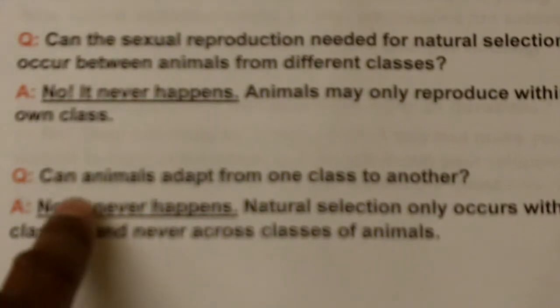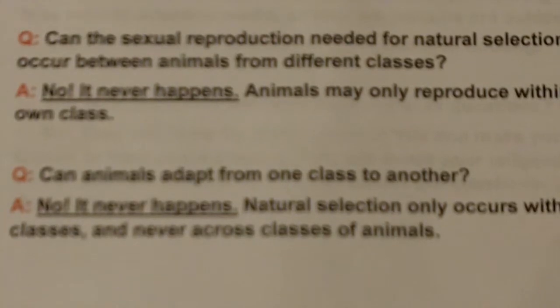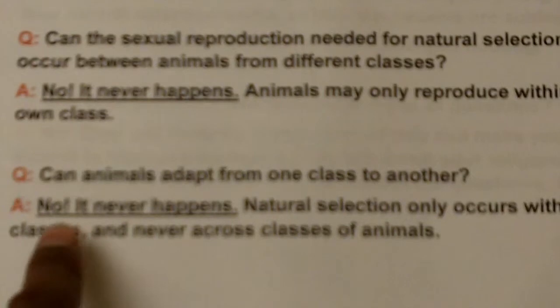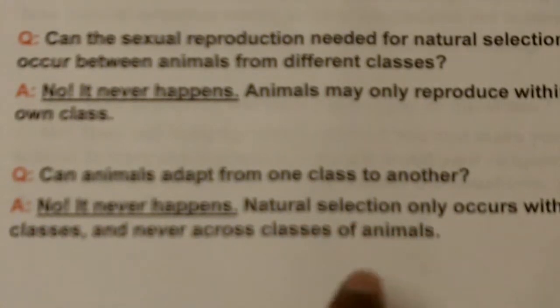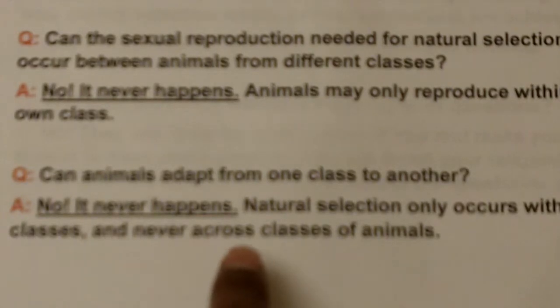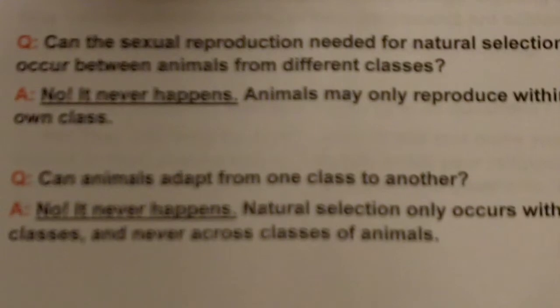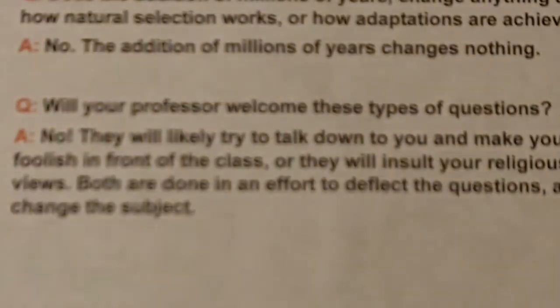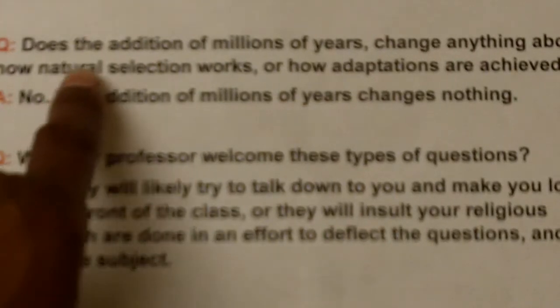Question number 3. Can animals adapt from one class to another? So can you have an animal changing from one class of animal to another? It just doesn't happen. No, it never happens. Natural selection only occurs within classes and never across classes of animals. You'll see natural selection occur within mammals, changes and adaptations within mammals, within fish, within birds, but never across the classes.